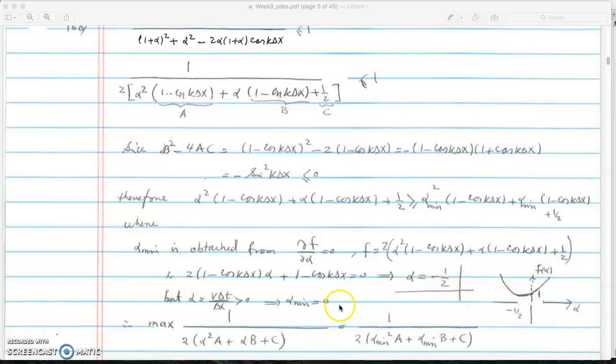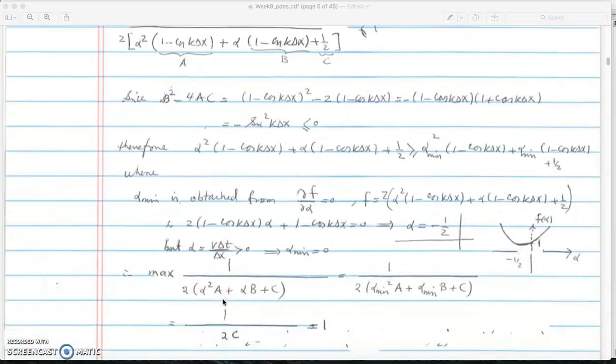But what was alpha? Well, alpha was v del t over del x. We know that this is always positive. So we cannot accept this alpha. Instead, we argue that the minimum of this parabola with respect to alpha happens at our alpha minimum, which is the minimum we can put, 0, because alpha is always bigger than 0. We cannot put a negative value here.